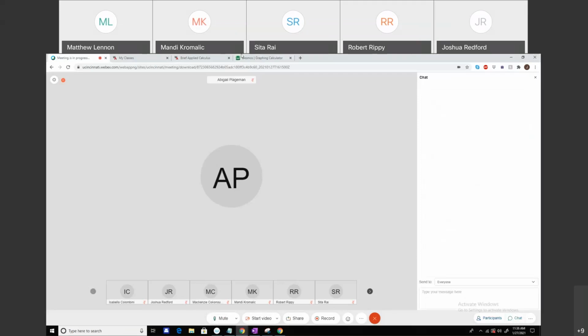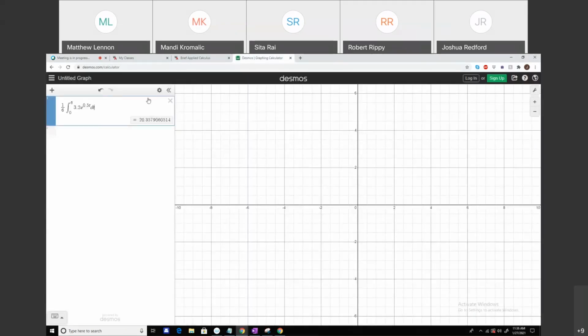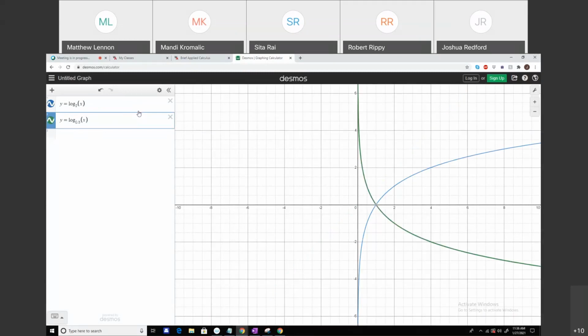Okay, so let's go ahead and look at, let's say, y equals log base 2 of x. We're getting that graph we talked about. And if you would do y equals the log base 1/2 of x, you get that graph. So you see the two shapes that we talked about appear right there.